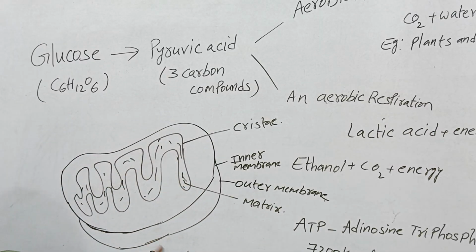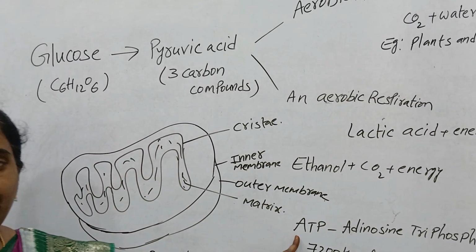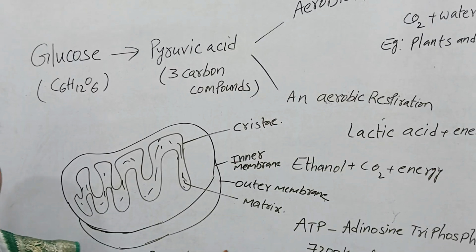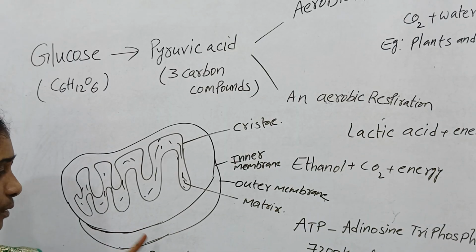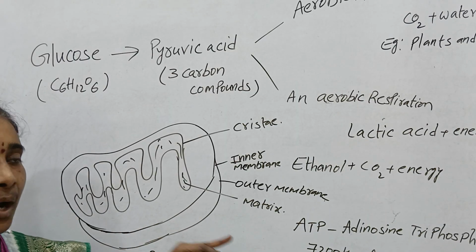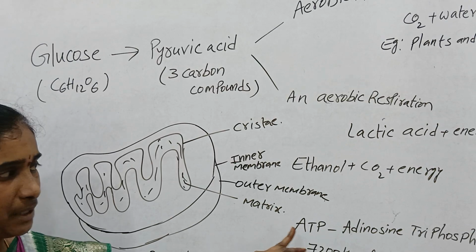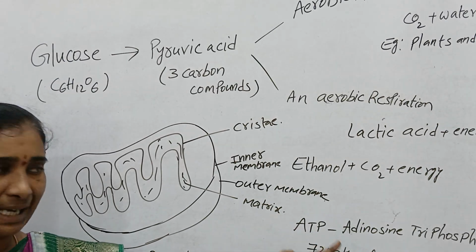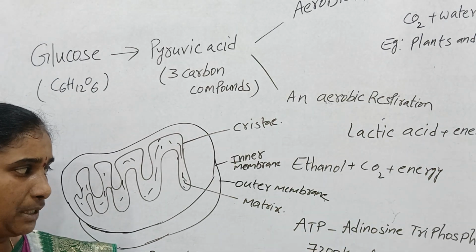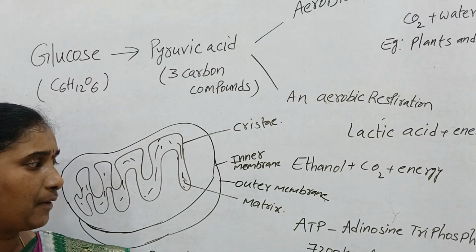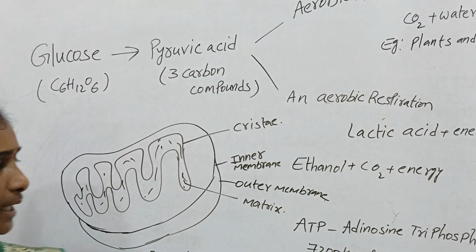So the powerhouse of the cell is called mitochondria. ATP is called the energy currency of the cell. Energy is stored in mitochondria, so it is called the powerhouse of the cell. In which form is it stored? In the form of ATP. So ATP is called the energy currency of the cell, adenosine triphosphate. Each ATP contains 7200 kilocalories of energy.